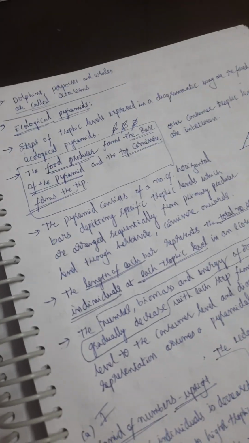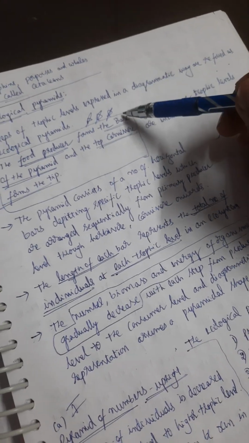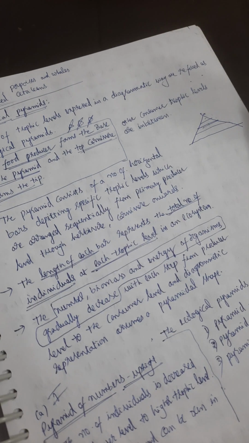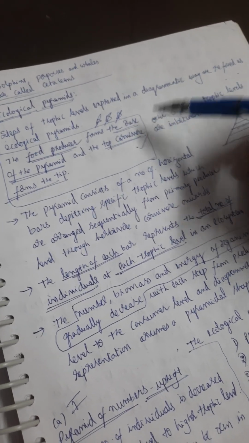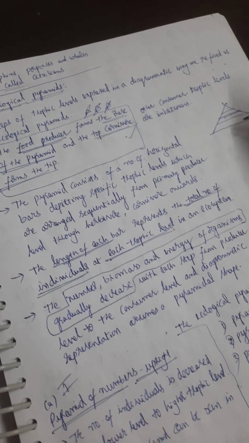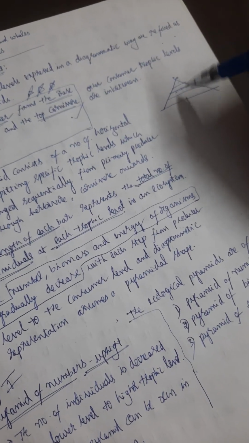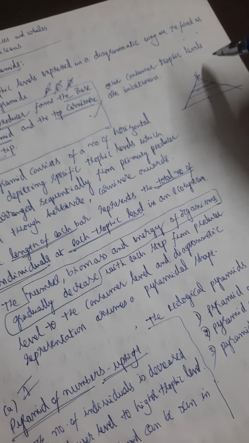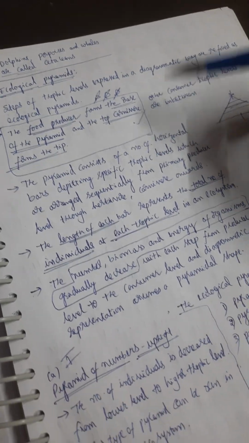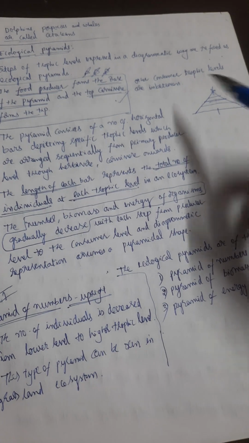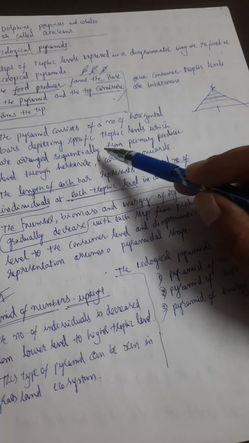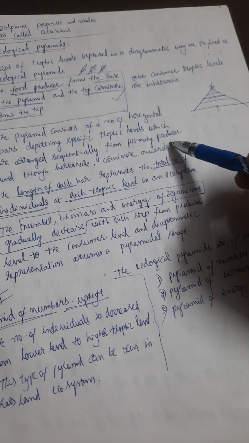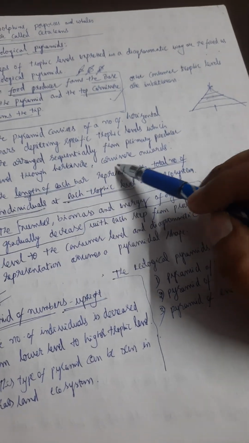In this also, different types of pyramids are there. Let's go into detail of that. The food producer forms the base of the pyramid, and the top carnivore forms the top. Just that: producers, nothing but plants, at the bottom, and a top carnivore like a lion at the top. The pyramid consists of a number of horizontal bars depicting specific trophic levels and are arranged sequentially from primary producer level to herbivore, carnivore onwards.